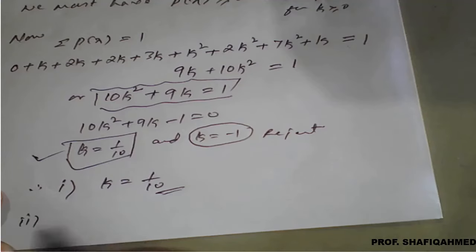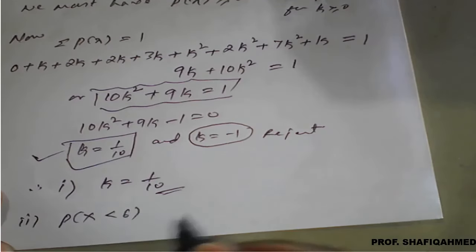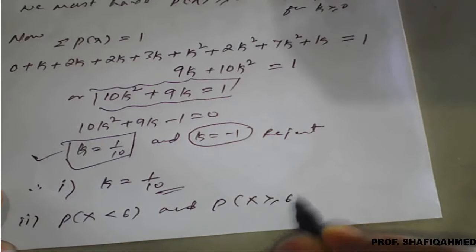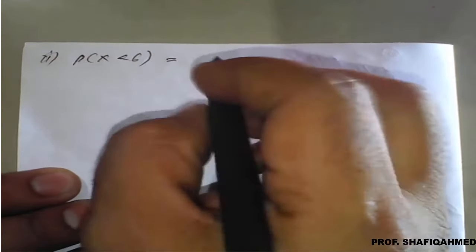Second one, what they have said: we need to evaluate P of x less than 6, and also we need to find the answer of P of x greater than or equal to 6. Okay, we'll see that one. Now, P of x less than 6 from the table. What less than 6 means, who all will come? Just see here.